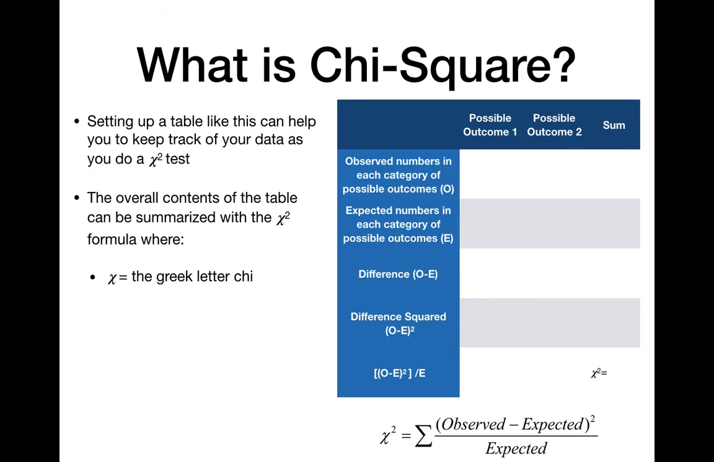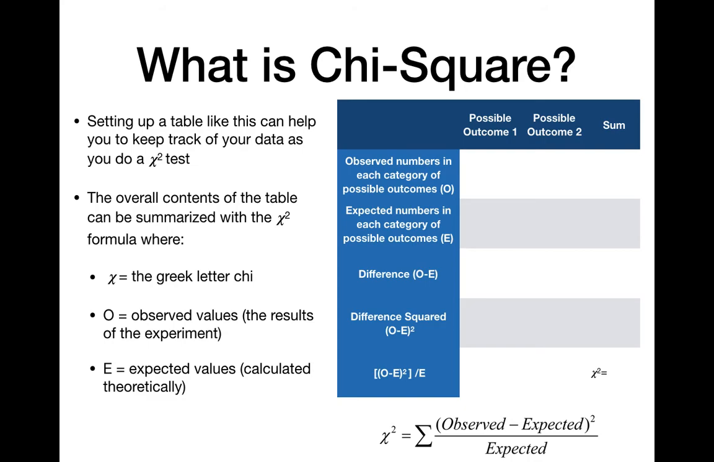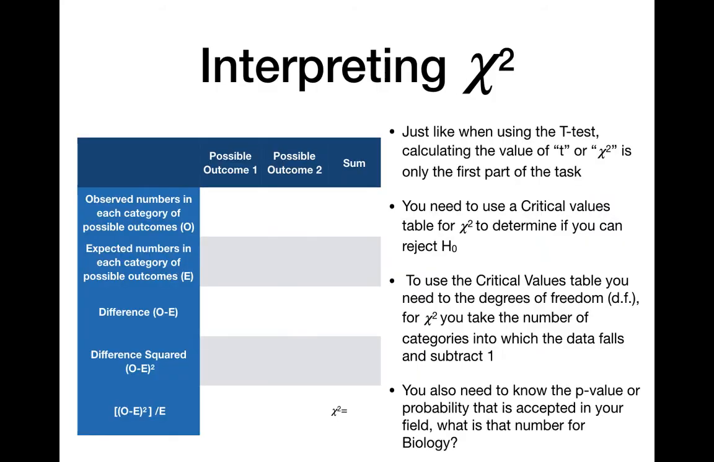So here's a formula where chi is the Greek letter chi for chi-squared. O is the observed values, which are the actual results of an actual experiment. E are the expected values, which you calculate theoretically. And then sigma is the sum of. Just like almost any statistical test, you have to use a critical values table to figure out what the chi-squared value is.